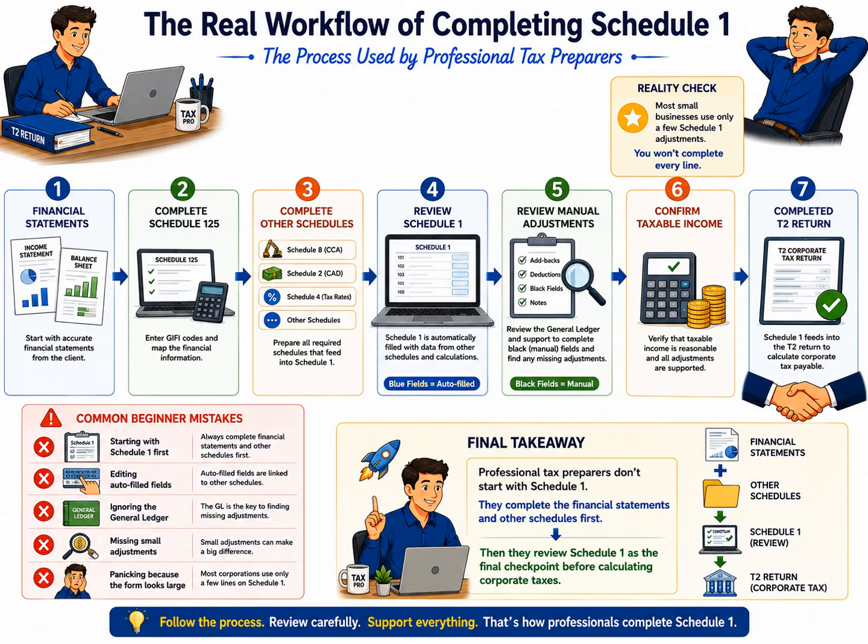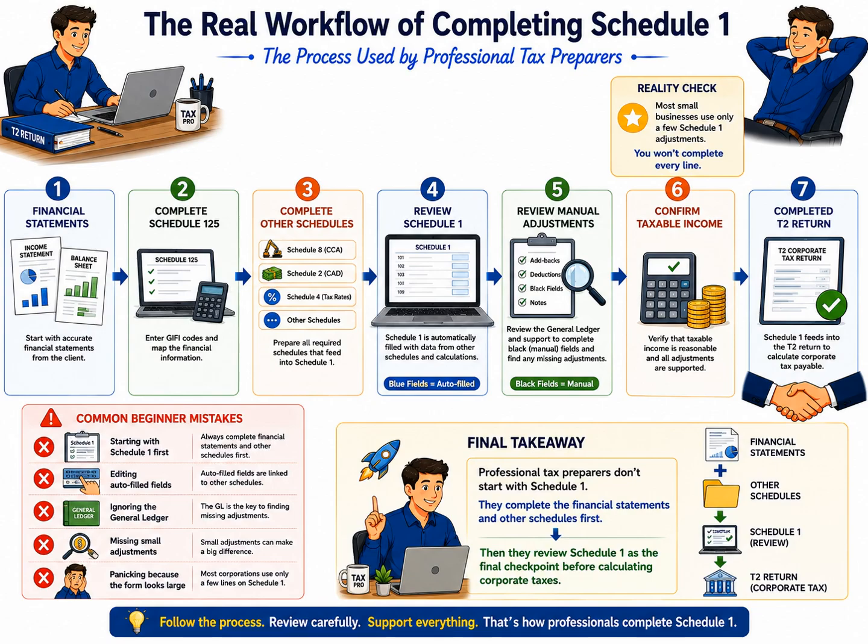After that, the supporting schedules are completed, depending on the corporation. This may include Schedule 8 for capital cost allowance, Schedule 2 for charitable donations, Schedule 4 for loss carryforwards, and other schedules that feed information into the T2 return. Only after these schedules are completed should you review Schedule 1. At this stage, much of the form has already been populated automatically by the tax software. Your role is to verify that the information is correct and determine whether any additional manual adjustments are required.